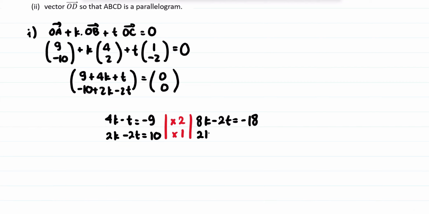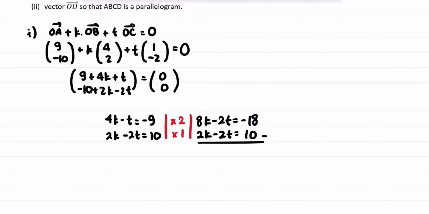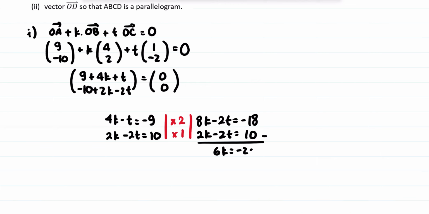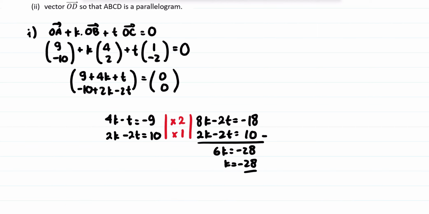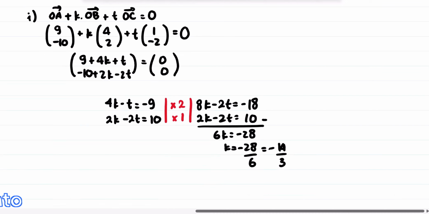This one is 2k minus 2t equals 10. And then you will add them, and you will have 10k equals -8. Oh my god, the numbers are so bad. Okay, next I will use this one.